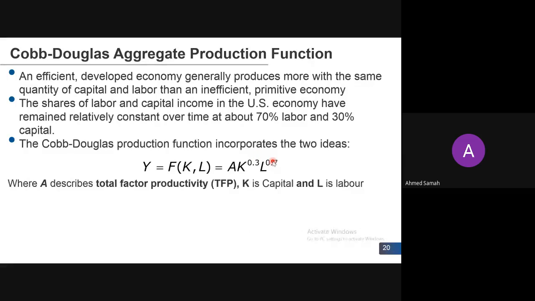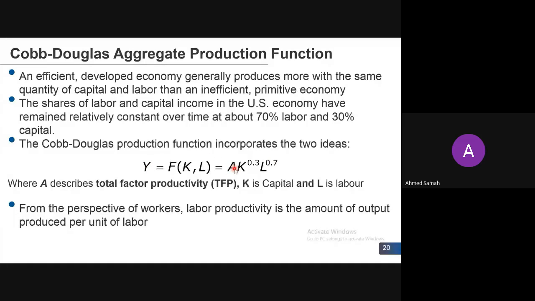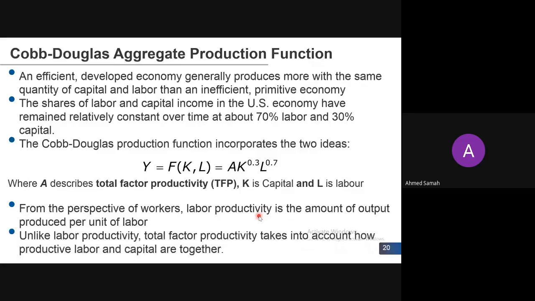Here A represents total sector productivity. From the perspective of workers, labor productivity is the amount of output produced per unit of labor. That means total output divided by total labor. So that is the labor productivity. Unlike labor productivity, total sector productivity takes into account how productive labor and capital are together.